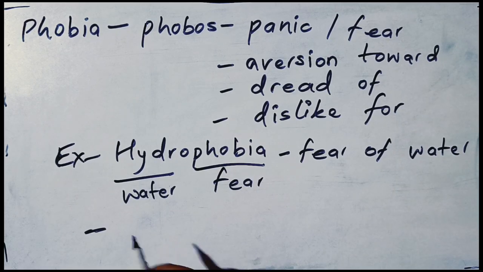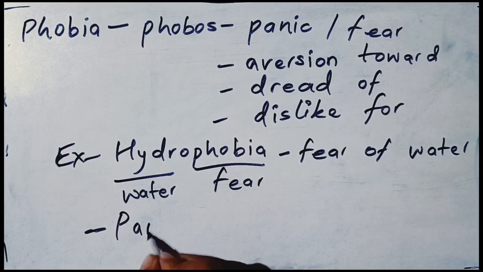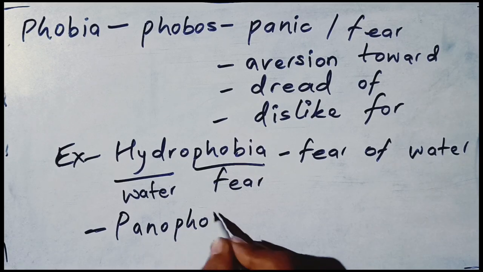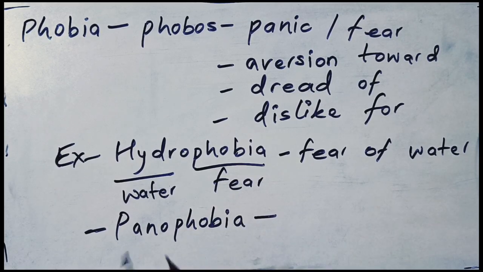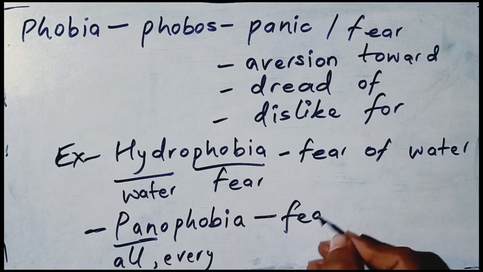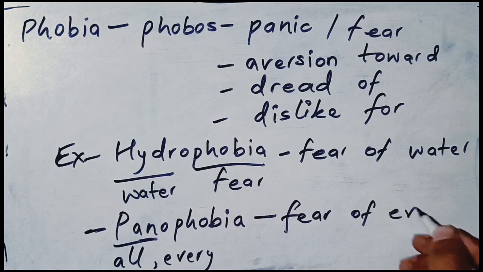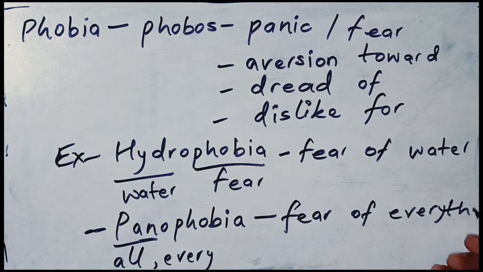Let's take another example, panophobia. My favorite one. Pan means all, also means every. It is used in panorama. So panophobia, phobia means fear. So fear of everything is panophobia. Also, we could say dislike for everything is panophobia.